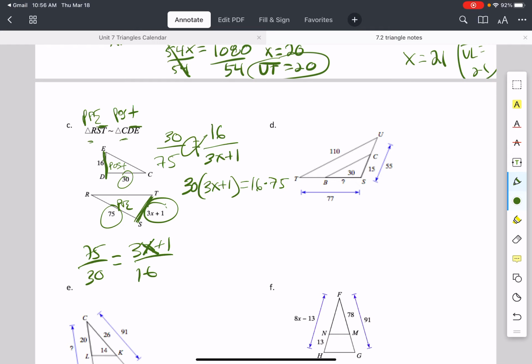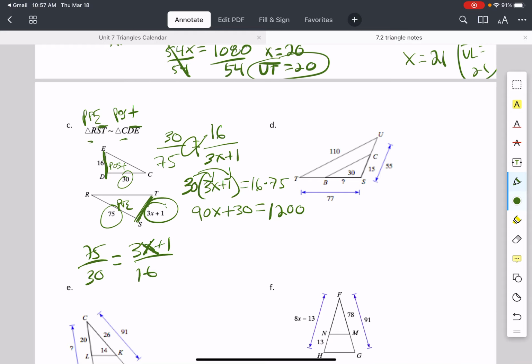So what's the extra step needed in this one that the other ones didn't need? Yeah, I got to times the 30 in. I've got to distribute the 30 in. Can someone do 16 times 75 for me? 1,200? Awesome. Okay, so I cross multiplied, right? Then the extra step I needed was to distribute the 30, okay? So let's just stop here.